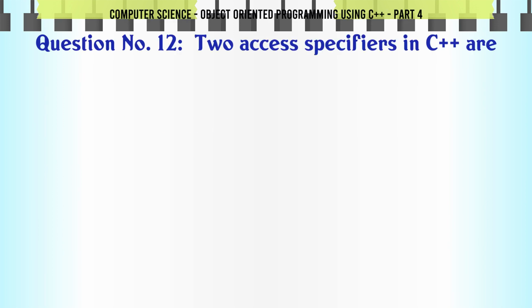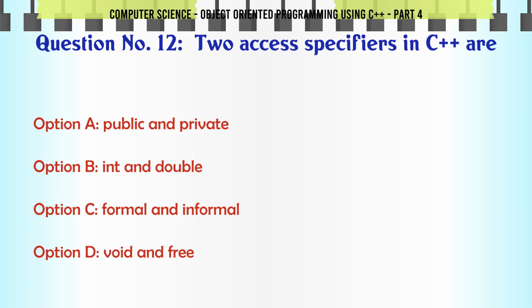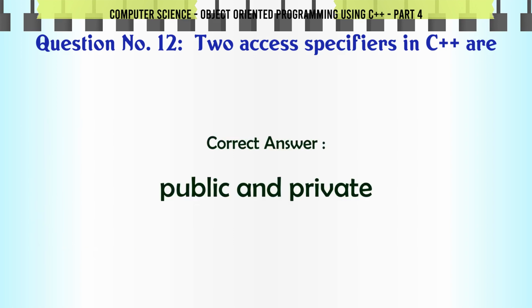Two access specifiers in C++ are: a) public and private, b) int and double, c) formal and informal, d) void and free. The correct answer is public and private.